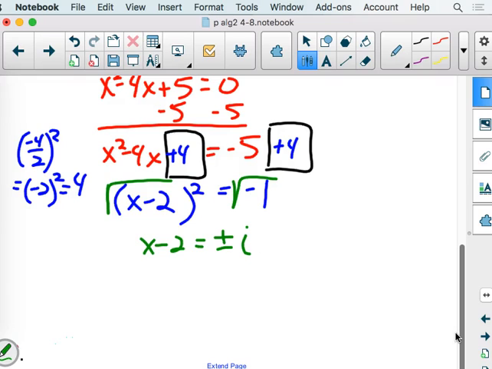Almost done. Leave the x by itself. Add 2. Skip a step there. Another challenge question. Why would I write it that way and not plus or minus i plus 2? Because i has to be right. Standard form is a plus bi. Real number part and imaginary part in that order.